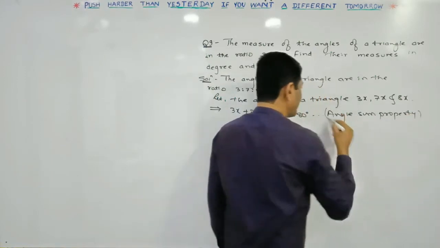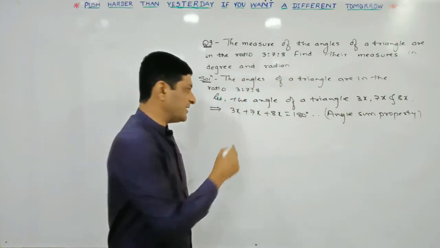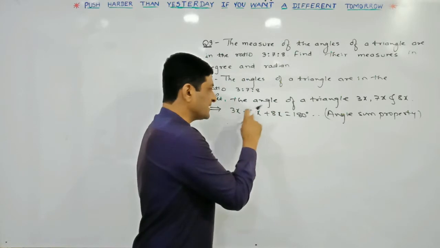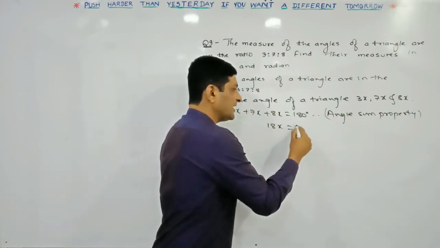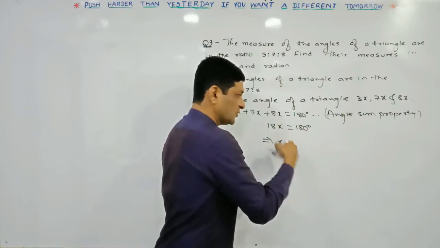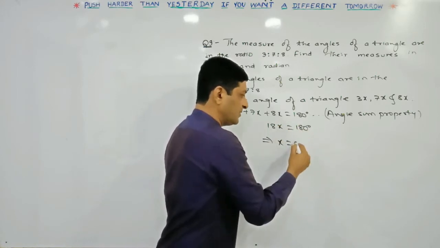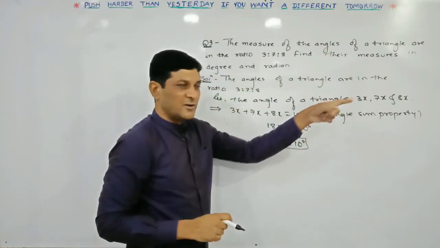Angle sum property of a triangle says that the sum of the three angles of a triangle is equal to what? 180 degrees. So therefore 3 plus 7 will be 10, 10 plus 8 will be equal to 18. 18x is equal to 180 degrees, which implies that x is equal to 180 upon 18, which is equal to 10. Once the value of x is known to us, we are able to find the three angles.